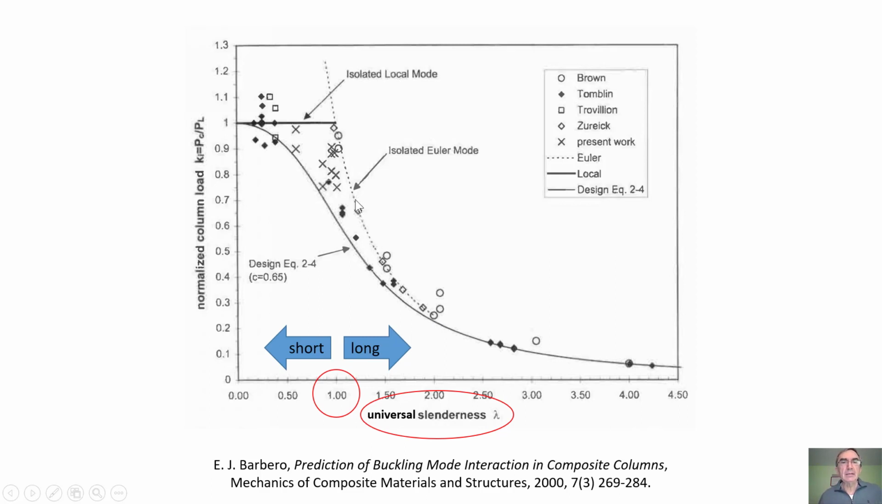But we see that if the column is not so slender, and it is not so stubby, we have this area, and this is the area of interaction where the experimental data, which were also obtained by these people here, show that the actual load of the column is less than what the formula predicts. So the designer will be concerned about this, because you have to design for safety, and if you think that the load is this, but actually the column fails here, you're in trouble.